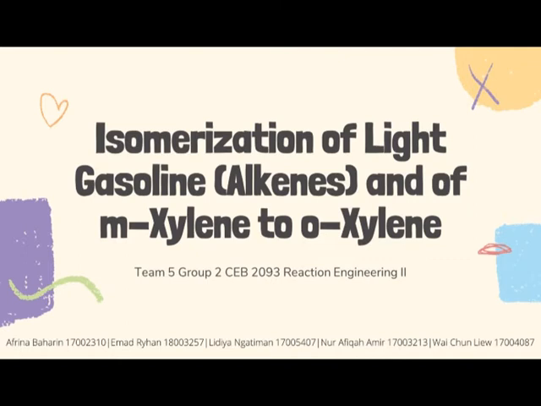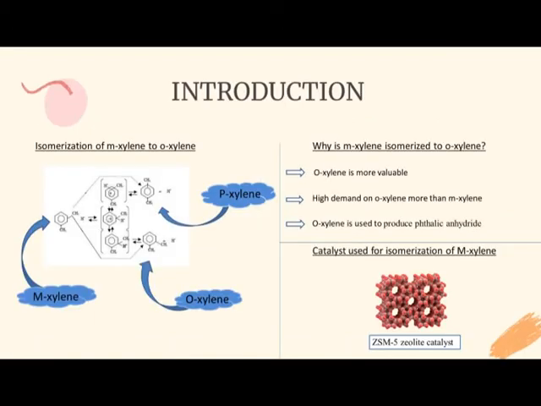The topic of our presentation is isomerization of light gasoline and m-xylene to o-xylene process. In this video, we will focus more on m-xylene isomerization. Generally, m-xylene isomerization will produce two products, which are p-xylene and o-xylene. In this presentation, m-xylene to o-xylene is the main reaction.